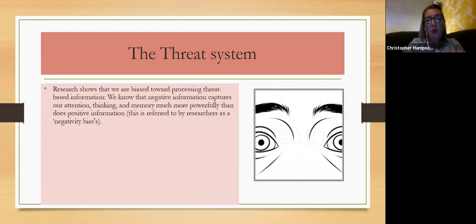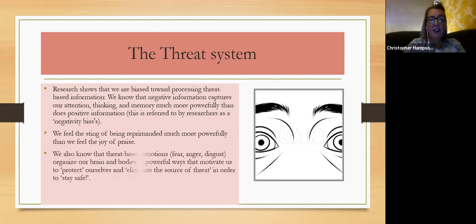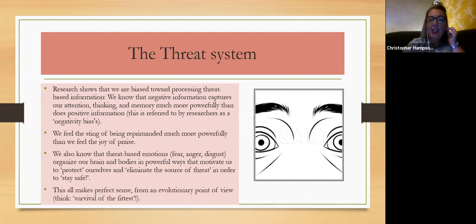Research shows that we're biased towards processing threat-based information. We know that negative information captures our attention, thinking, and memory much more powerfully than does positive information. This is referred to as negative bias. We feel the sting of being reprimanded much more powerfully than we feel the joy of praise. We also know that threat-based emotions, fear, anger, disgust, organize our brain and bodies in powerful ways that motivate us to protect ourselves and eliminate the source of the threat in order to stay safe. This all makes perfect sense from an evolutionary point of view. So think, again, survival of the fittest.